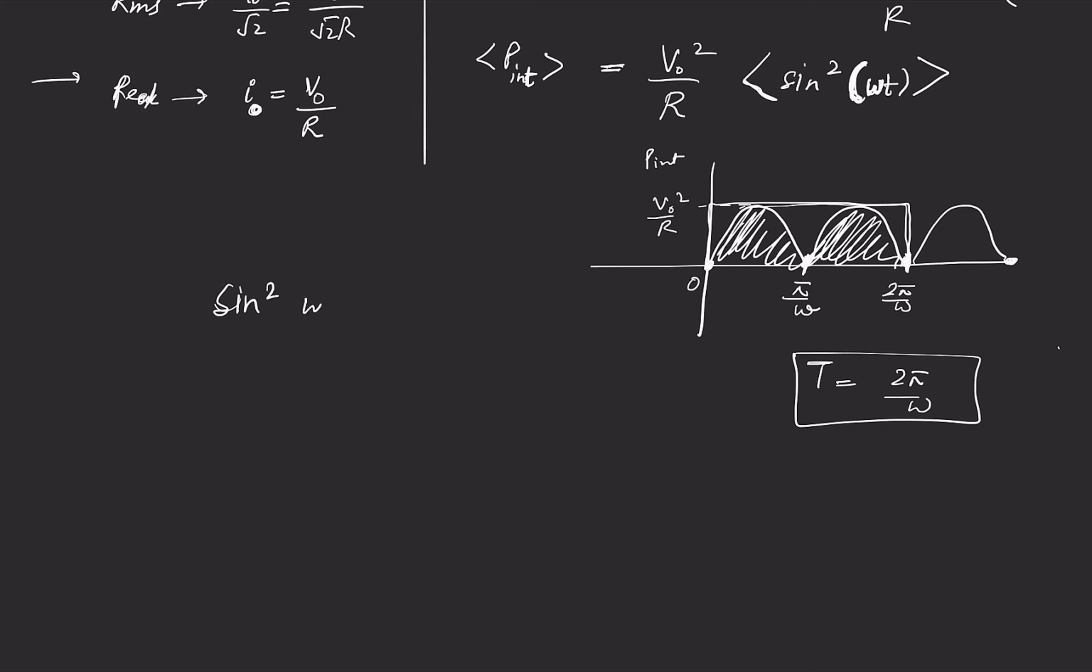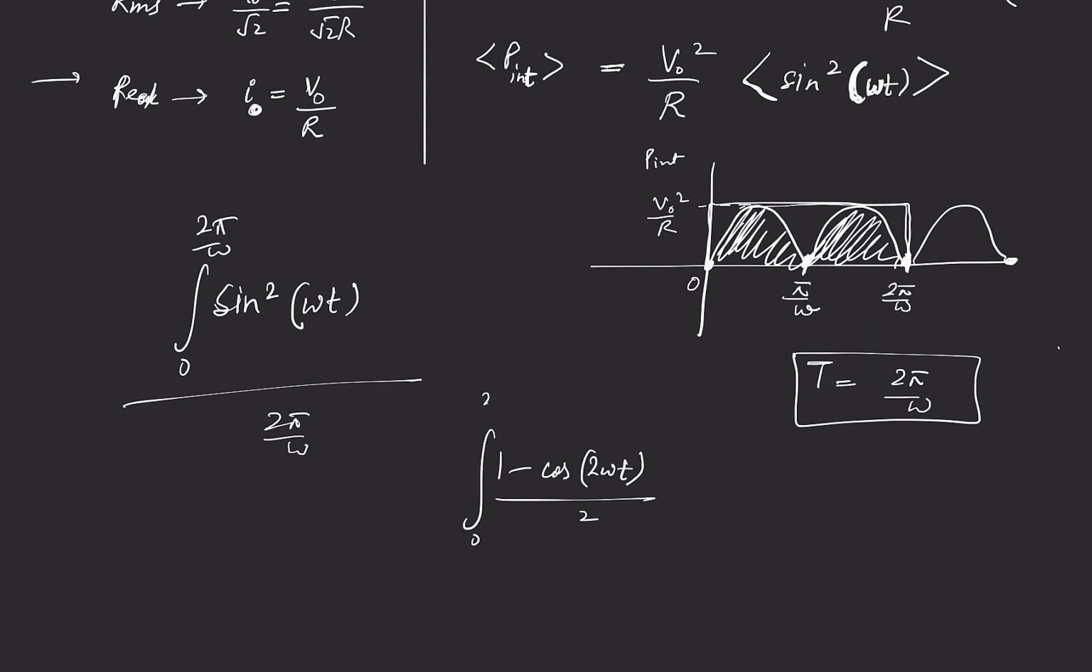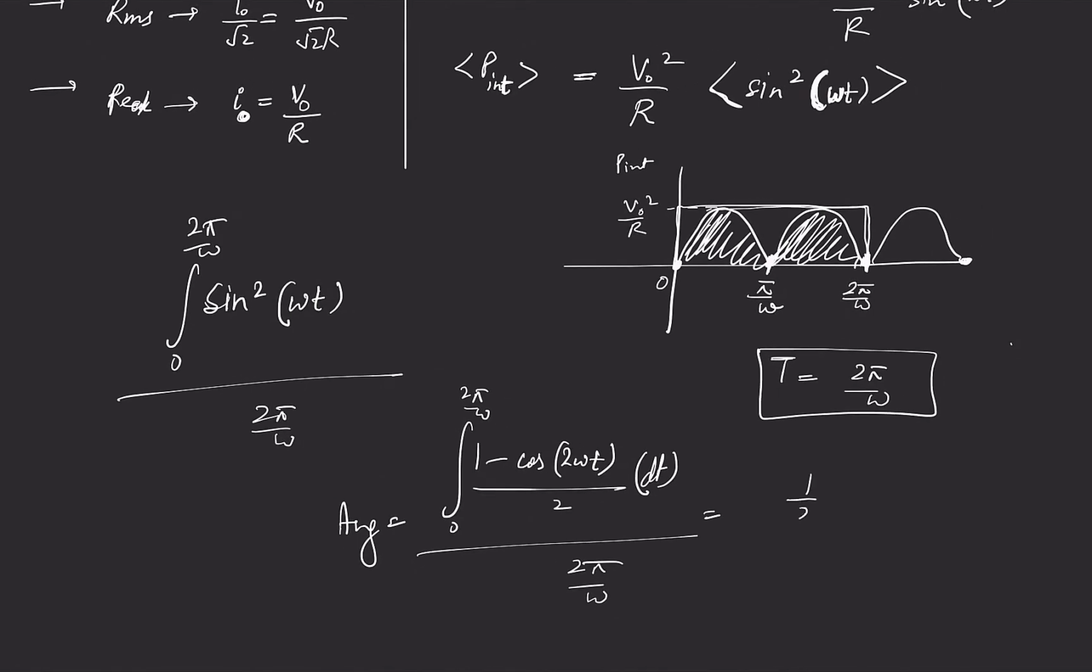So for any sine square omega t function, the average is the integral from 0 to 2 pi by omega, divided by 2 pi by omega. Sine square can be written as (1 minus cos 2 omega t) by 2. That's the average value of this function, and this integration is with respect to time dt. So it equals half of 2 pi by omega minus half of sine of 2 omega t from 0 to 2 pi by omega, divided by 2 pi by omega.